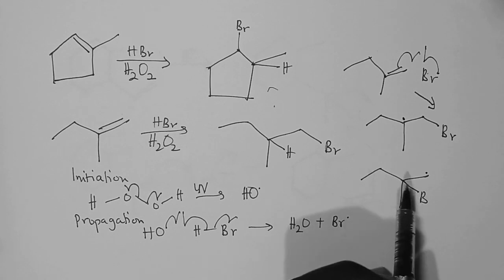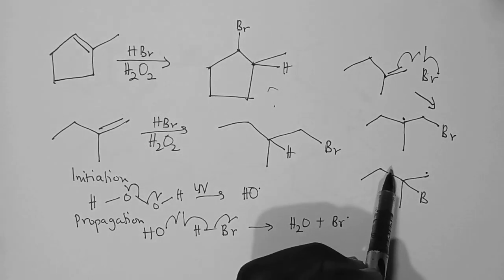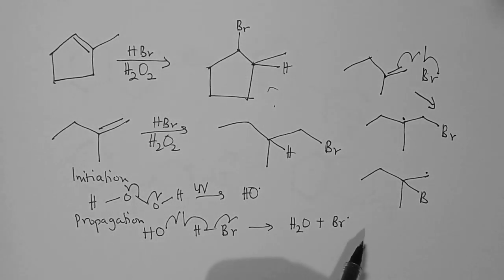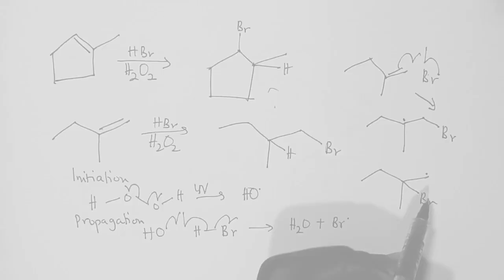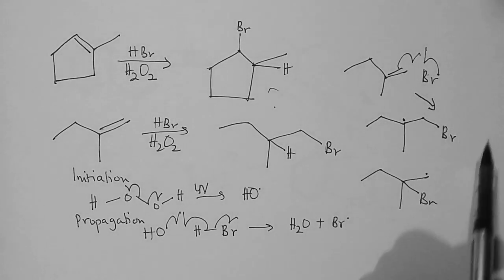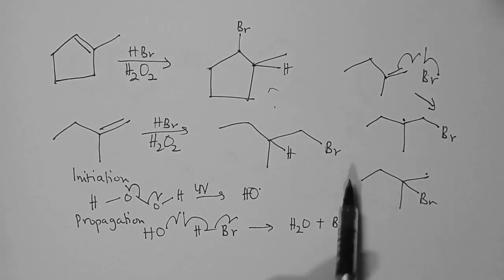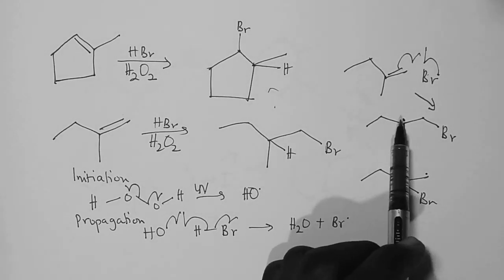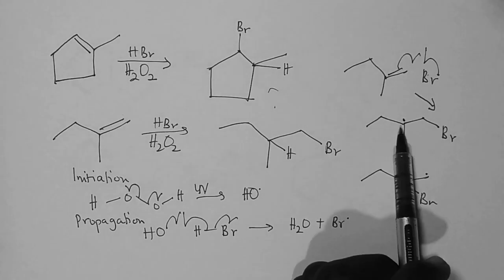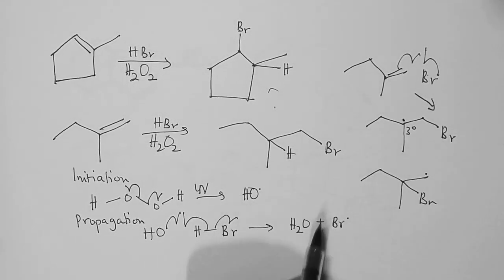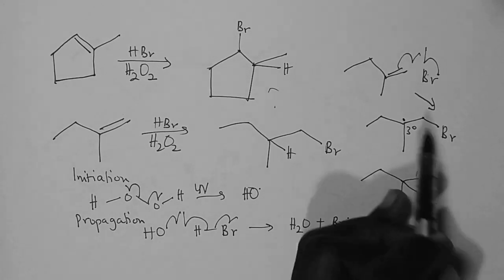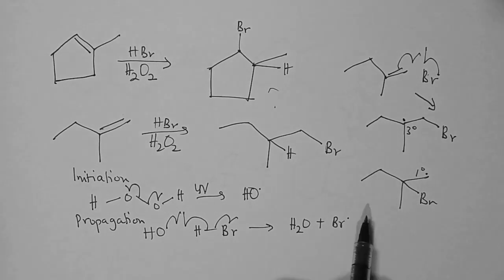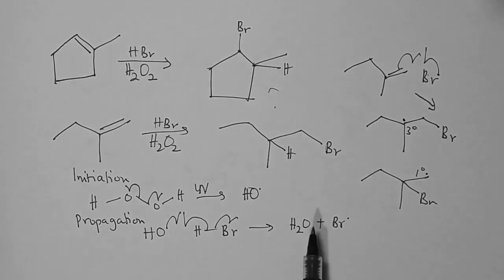Now, a radical on a tertiary carbon is more stable than a radical on a primary carbon. And therefore, here's Br. The reason why the reaction favors the anti-Markovnikov's product is that the radical is created on the more substituted carbon. So in this case, this is a tertiary carbon, and then this is a primary carbon. A tertiary carbon radical is more stable than a primary carbon radical, and therefore the reaction will follow this order.